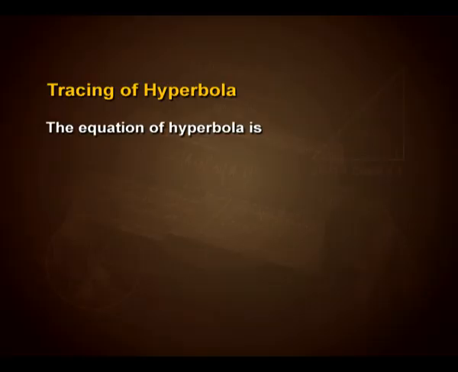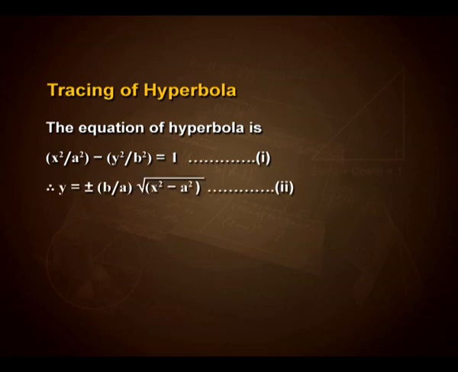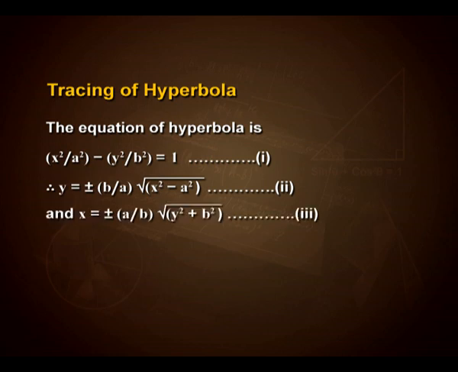The equation of the hyperbola is x square upon a square minus y square upon b square is equal to 1. Take this as equation 1. Therefore, y is equal to plus or minus b upon a into square root of x square minus a square. Take this as equation 2, and x is equal to plus or minus a upon b square root of y square plus b square. Take this as equation 3.